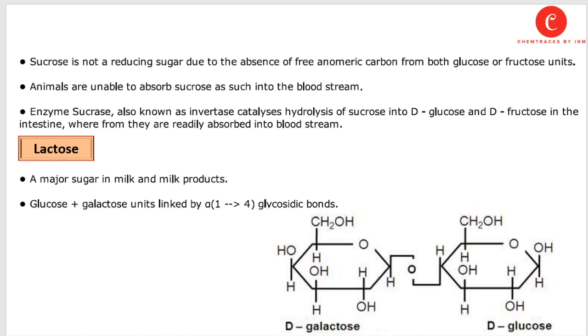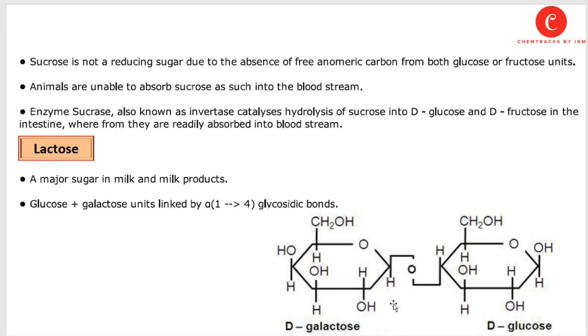Another common example of a disaccharide is lactose. Lactose is basically milk sugar, a major sugar in milk and milk products. Lactose is also a combination of two monosaccharides: one is D-glucose and the other is D-galactose. So glucose and galactose units are linked via a 1,4 glycosidic bond. This is the galactose and this one is D-glucose.